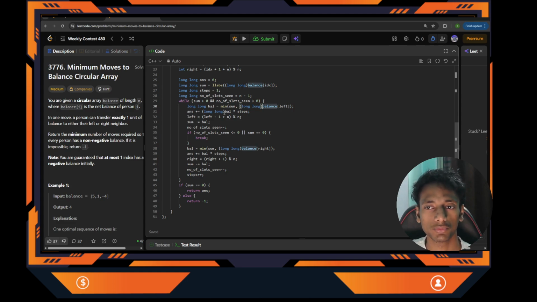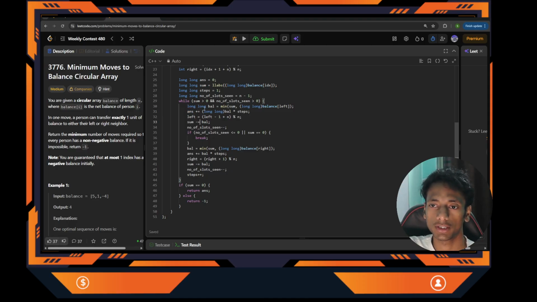And how many moves are required? The minimum balance I want to transfer, and the number of steps to move only one unit of amount from this person to the target person. Correct? Initially the distance will be 1, so the factor will be 1, and for the next person the factor will be 2. For the next person the factor will be 3, because it will go through 2 persons also, right? So it is the amount I want to transfer times the number of steps required to transfer one unit, and this will be added to our answer, the total number of moves.